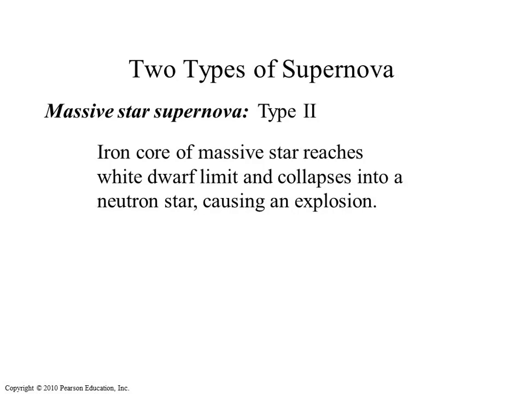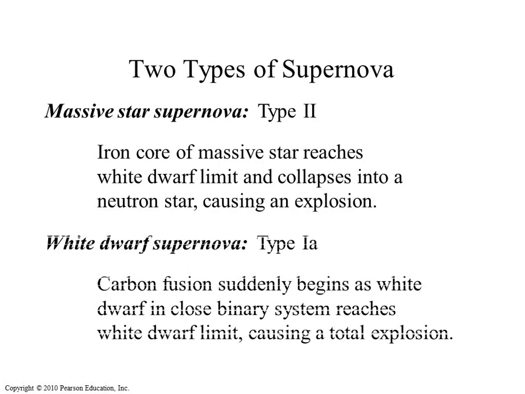Okay, so we talked in the last unit of material, if a star is 8 solar masses or larger, it's going to blow up. It's going to eventually end up with iron in its core, and it can't fuse that, so it's going to blow up and leave a neutron star or black hole. We call that a type 2 supernova, Roman numeral 2. Now, there's the 1A supernova, Roman numeral 1, letter A.